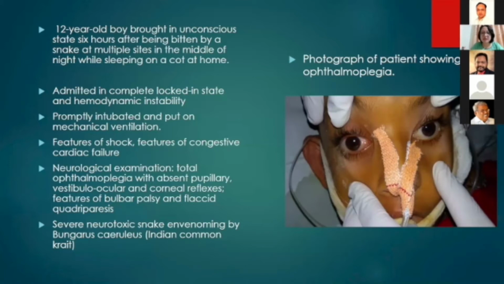He was in a complete locked-in state, and there was hemodynamic instability as well. He was intubated and then mechanically ventilated. There were features of shock and also features of congestive cardiac failure. On neurological examination, there were features of ophthalmoplegia, as you can see in the picture, and also absent vestibulo-ocular and corneal reflexes, and also bulbar palsy and quadriparesis. So this was caused by a severe neurotoxic snake envenoming by the Indian common Krait, Bungarus caeruleus.